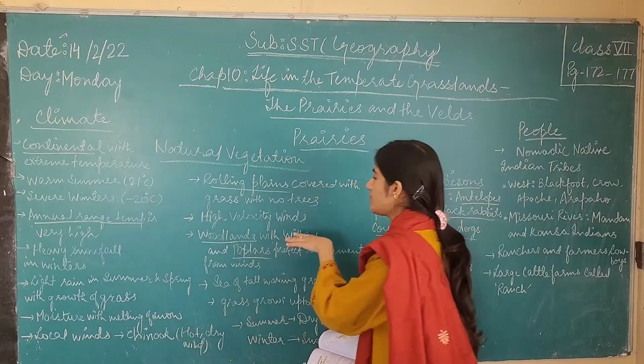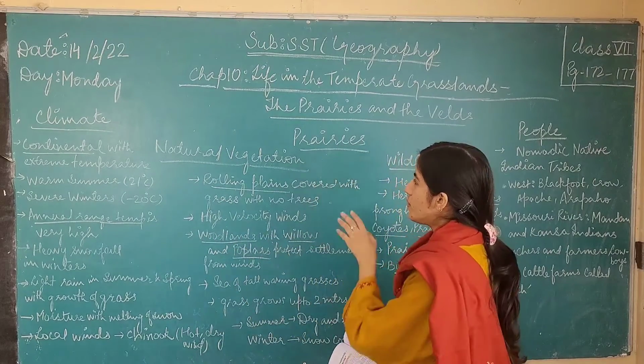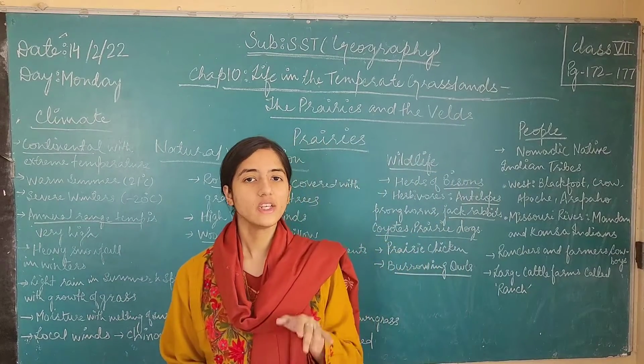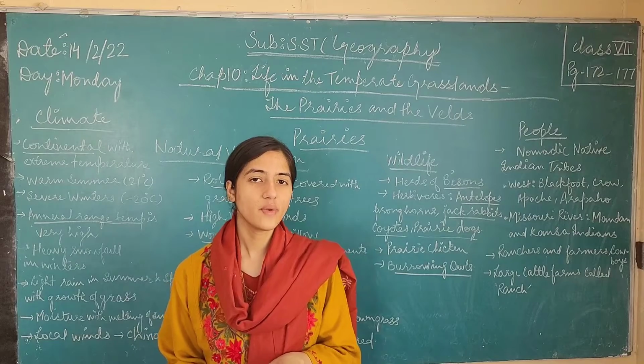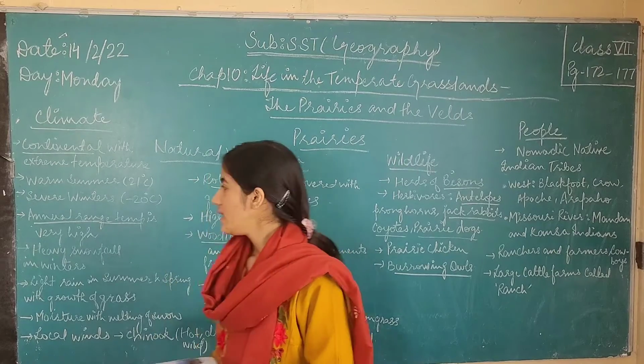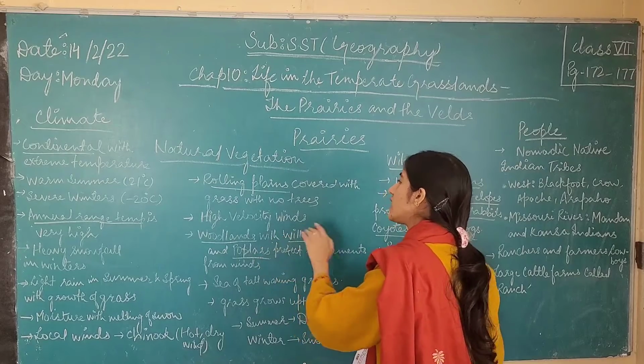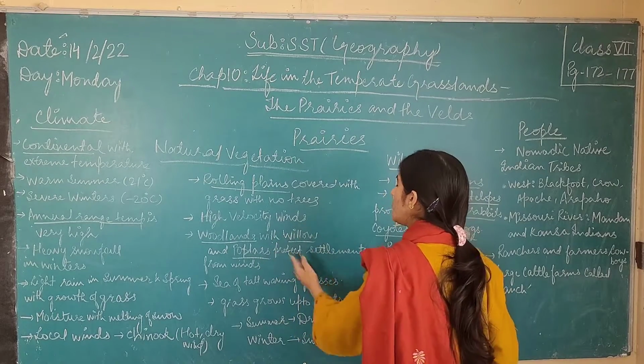And high velocity winds are flowing in the prairies grassland. That is, the wind that is blowing in the prairies grasslands is very high in speed. And then the next point is that woodlands are there in the prairies grassland with willow and poplar trees.